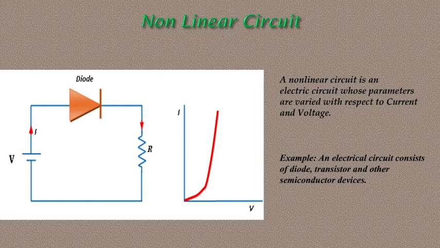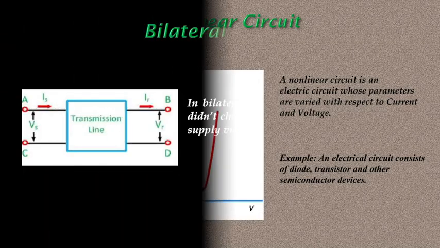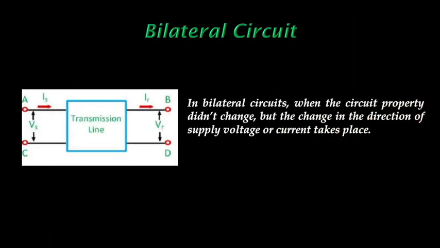Here the measured current through the resistor is not linear. So the circuit is said to be nonlinear circuit. The bilateral circuits allow the current flow in both directions. The transmission line is the main example of the bilateral circuit because if you give power supply from any direction, the circuit properties remain constant.